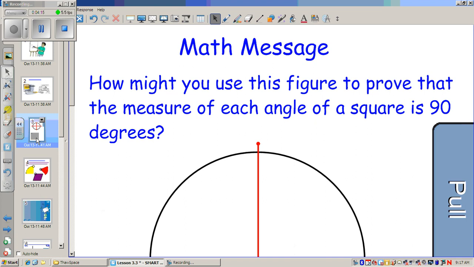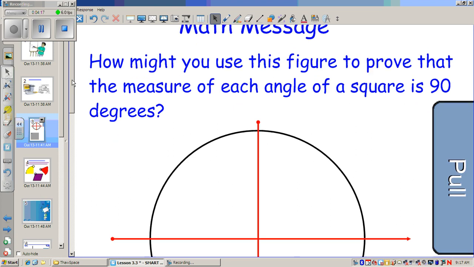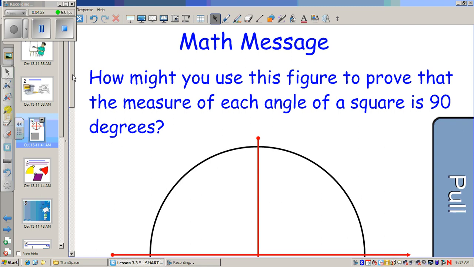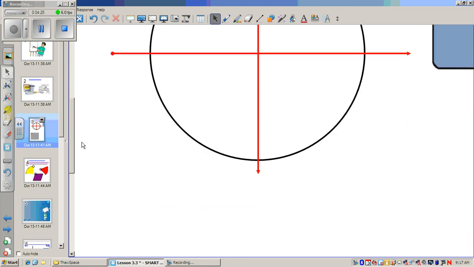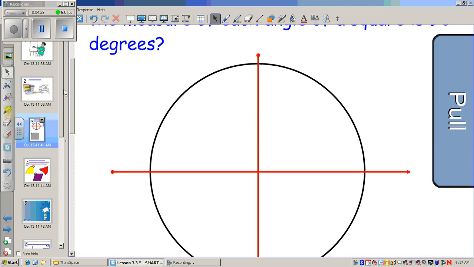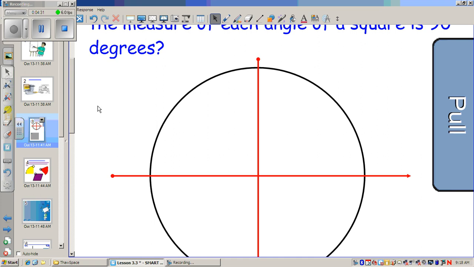So our math message today says, how might you use this figure to prove that the measure of each angle of a square is 90 degrees? Well, let's take a look. What can I tell already about this? If you see the lines in the middle, what do each of these lines form? What do each of them form?